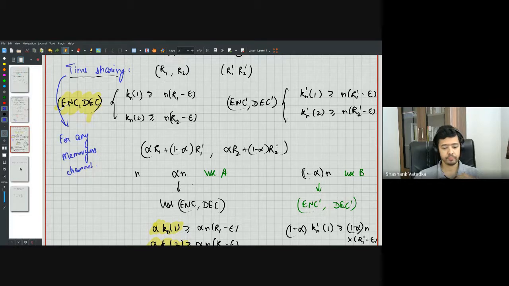For channels with memory, for example, if you have a frequency selective fading channel, then the time sharing argument does not go through directly, but there are tricks that you can play. As long as the dependence across channel use is not too much, you can always do some kind of padding in between to make sure that the first block is independent of the second block and so on. But that's a different story.